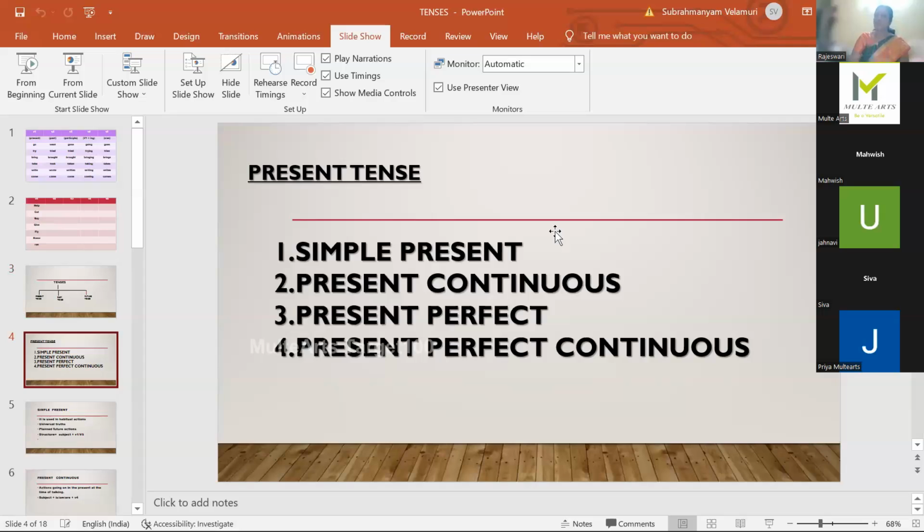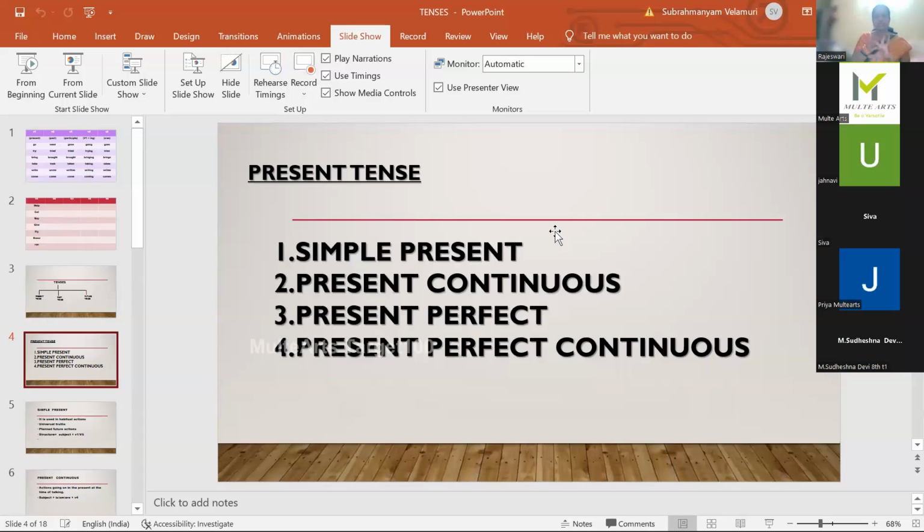Now, I'll tell you one beautiful story here to better understand the present tense. Once there was a king. He had three daughters. They are past, present, and future. The three daughters slowly grew up, came to marriageable age, and then got married. And in turn, they each had four children. So the first daughter, present tense, we will learn about. She has 4 children: simple present, present continuous, present perfect, and present perfect continuous.